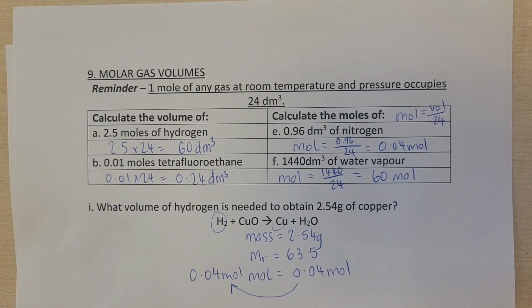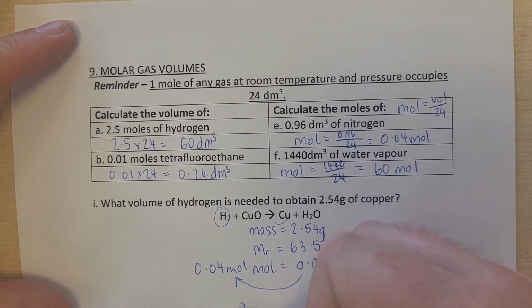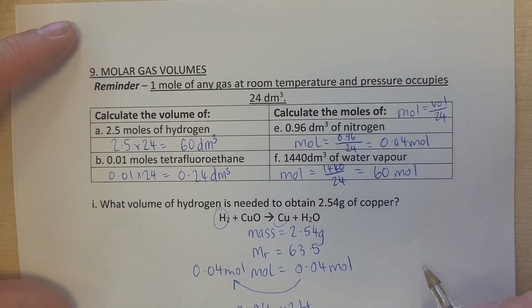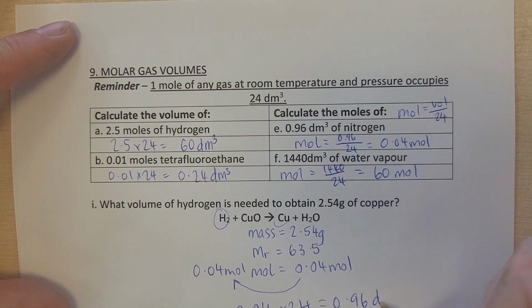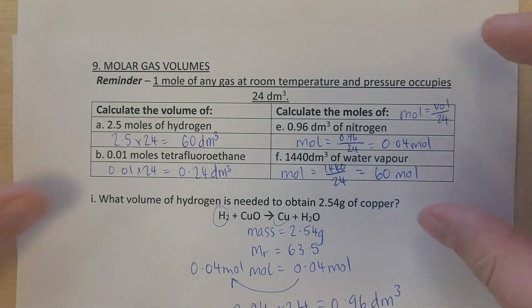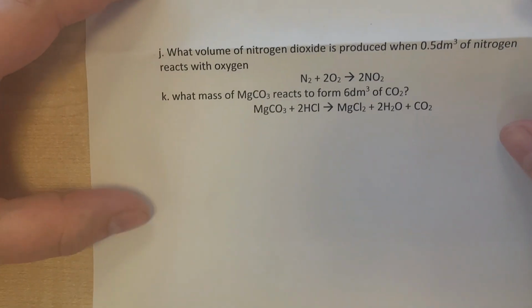For us then to work out what is the volume of that, we're going to do 0.04 times by 24, which gives us an answer of 0.96 decimeters cubed. We could also be asked to do this like the question below here.